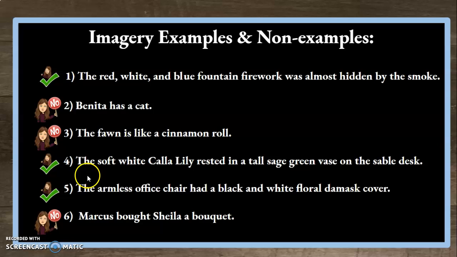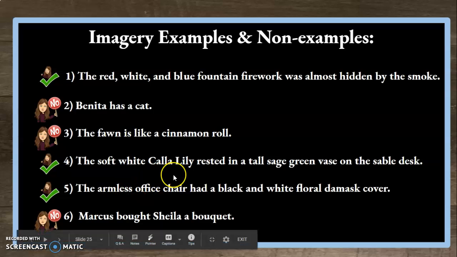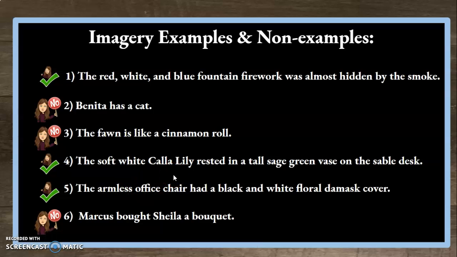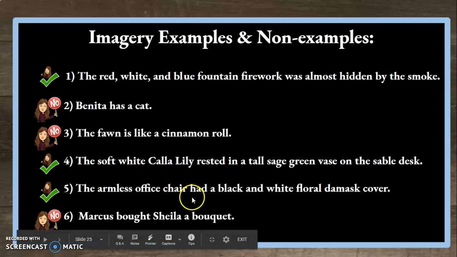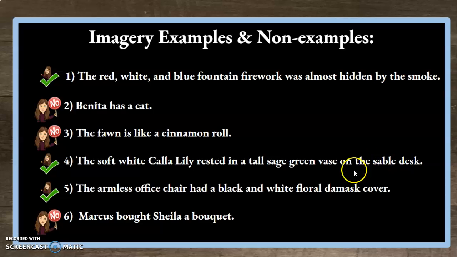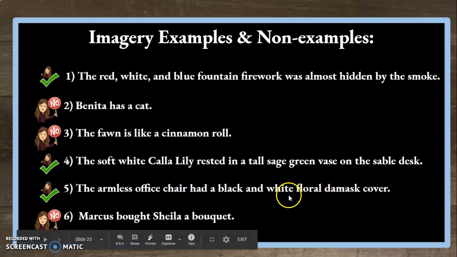4 and 5 are both good examples of imagery. Notice again we have lots of adjectives: soft, white, armless, office. We have specific types of things: a calla lily, an office chair. We have more adjectives: black, white, sage green up here. So these are good examples of imagery.